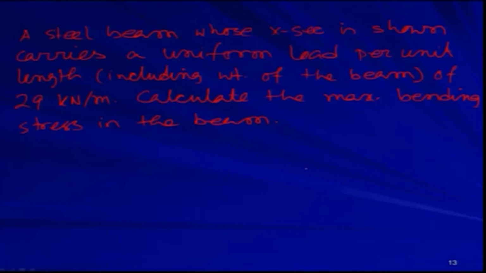So, the first problem is that a steel beam whose cross section is shown, I will be showing the figure right now, carries a uniform load per unit length, including the weight of the beam, of 29 kilonewton per meter. Calculate the maximum bending stress in the beam. So, that is the problem. Let me draw the figure.